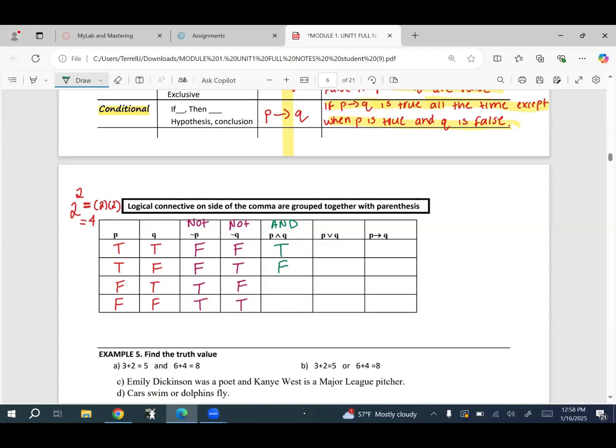Look at the next one. P is false, Q is true. So what is P and Q? False, good. Again, they both have to be true individually for the statement to be true. P is false and Q is false. It's a very strict rule, right? If it's an and, then both individually have to be true for it to be true.